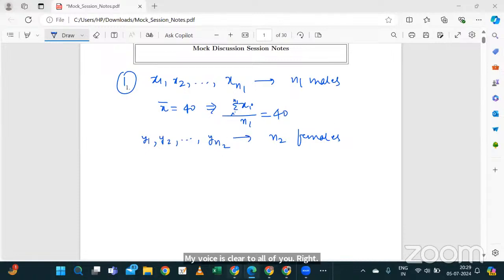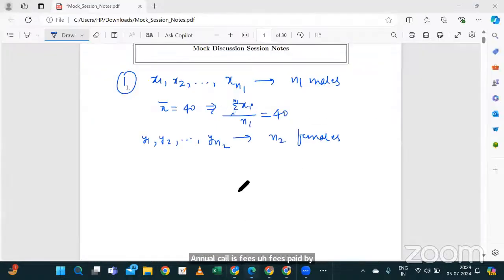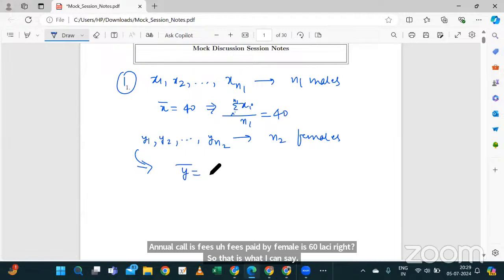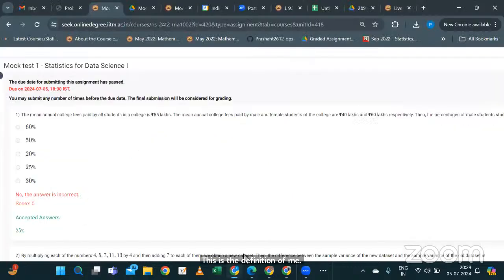And the next part says the mean annual college fees paid by females is 60 lakh rupees. So this is for females. Can I say y bar is 60? That means the summation of yi divided by n2 will be 60. This is the definition of mean, right? Correct.